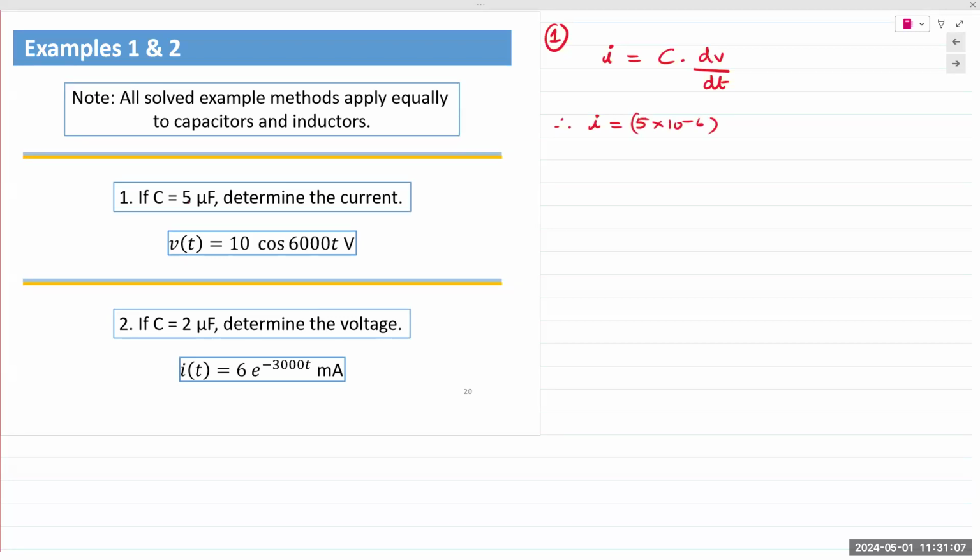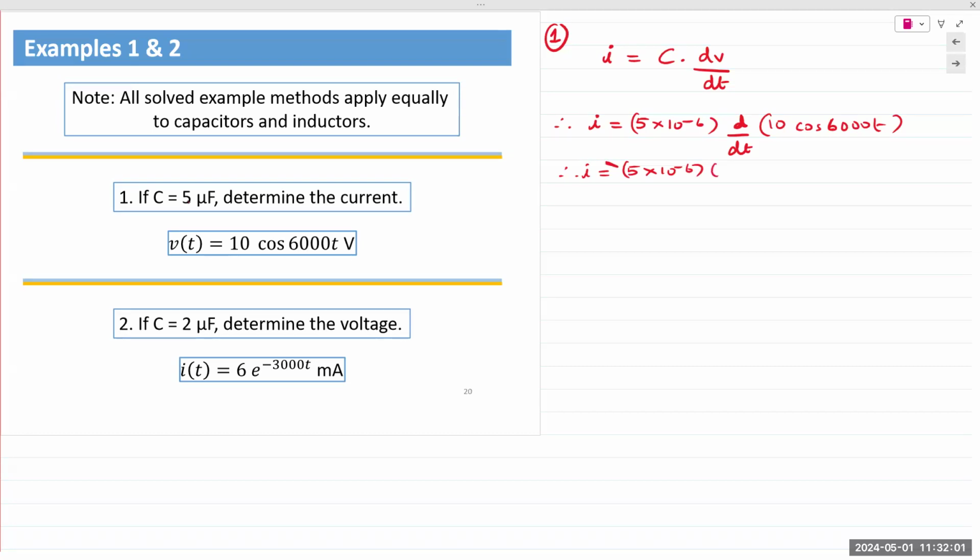5 into 10 raised to minus 6, d by dt of 10 cos 6000 t. What is the derivative of cos x? Minus sin x, right? How about cos of ax? Minus a sin ax, right? So you take it outside, solve it, and you'll have your answer. So here, 5 into 10 raised to minus 6. There's a minus. We'll take it all the way outside right here.